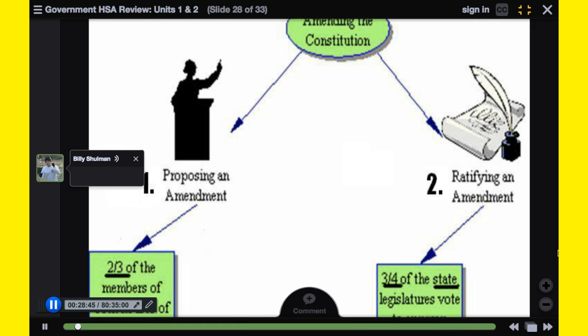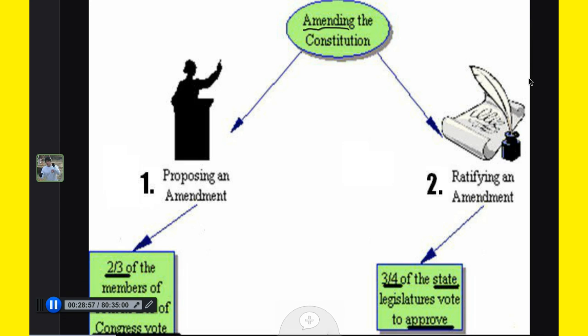In this diagram, you have images showing the amendment process. And just to go over something real quick, the word amend means to change or to modify or to alter. So when we amend the Constitution, we are changing it up a bit. It's very hard to amend the Constitution.